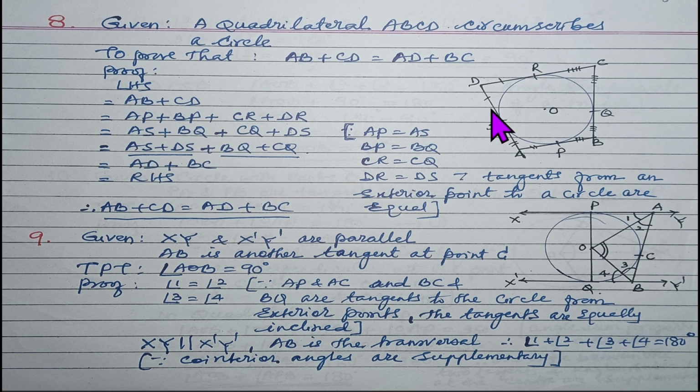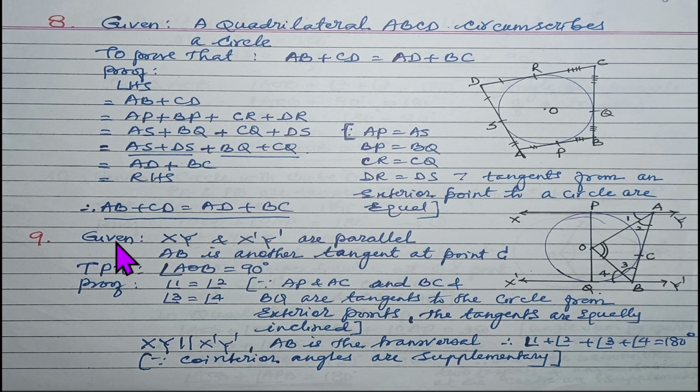But what is AS plus DS? AS plus DS is nothing but AD, and BQ plus CQ is BC. Therefore we have AD plus BC, which is nothing but the RHS. So that proves it very clearly: AB plus CD is equal to AD plus BC, and that is the proof. But don't forget here that tangents drawn from an exterior point to a circle are equal, and that is the property we have used in proving this relation.